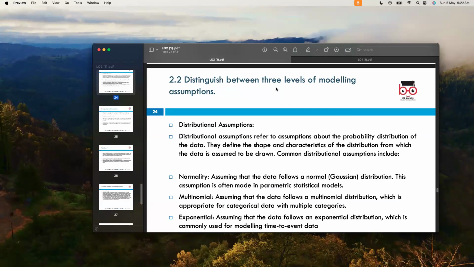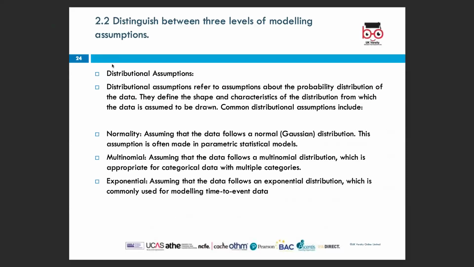Distinguishing between three levels of modeling assumptions. So we have distribution assumptions, which refers to assumptions about the probability distribution of the data. They define the shape and characteristics of the distribution from which the data is assumed to be drawn. Common distributional assumptions include normality, multinomial, and exponential. So what is normality? Assuming that the data follows a normal Gaussian distribution, which we looked at yesterday.